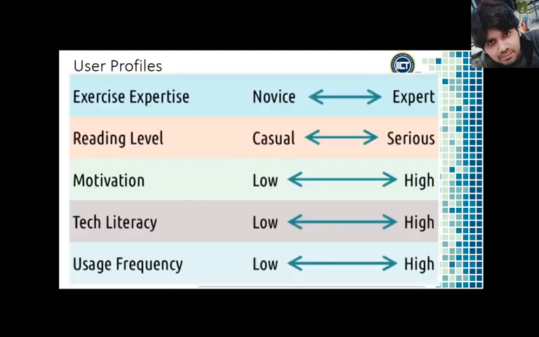We can ask ourselves, do we care about novice users or expert users or both? Do we care about users that read casually, that read seriously, or both kinds of users? Do we only want to cater to users that are highly motivated to use our app, which can make things a little bit easier on us? Or do we want to assume that it won't take much to stop them from using our app? Can we assume a pretty high level of technological literacy, or are we trying to cater to more casual users as well? And are we interested in users that are going to use our app all the time, or in users who are going to use our app only occasionally, or both?